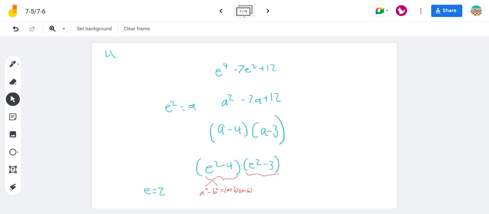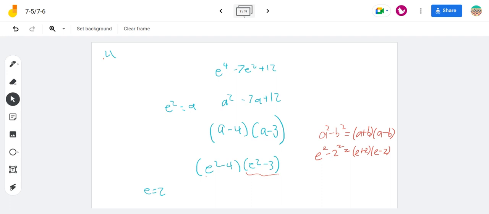Okay, so a square minus b square is a plus b, a minus b, right? So this one, e square minus 2 square, is e plus 2 and e minus 2, right?